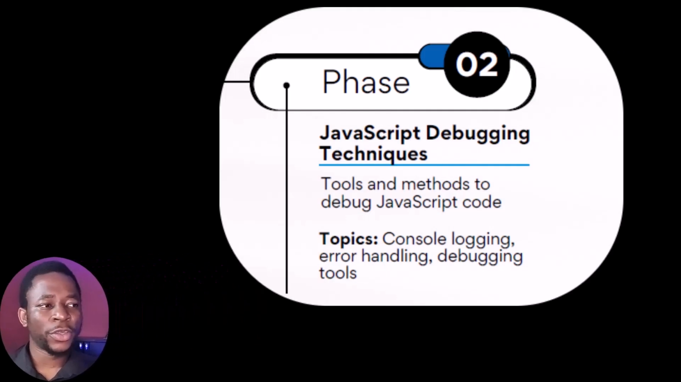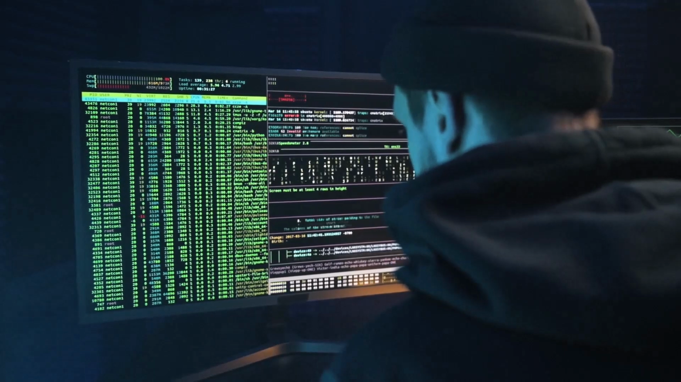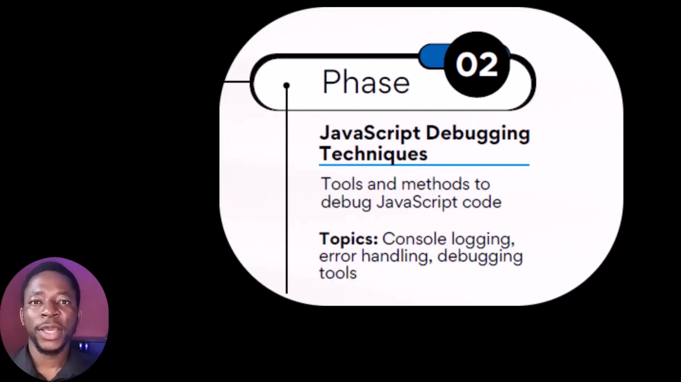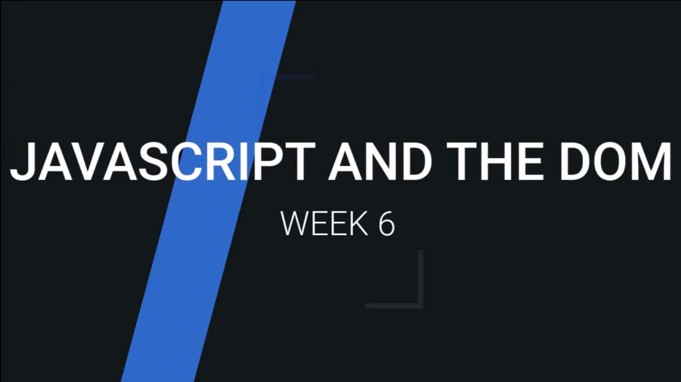And then later on, in phase 2, we look at JavaScript debugging techniques. We look at tools and methods to debug JavaScript. We'll cover topics like console logging, error handling, and then debugging tools. Just like HTML and CSS, debugging JavaScript is very, very important, and we'll use tools to troubleshoot and then fix certain issues, making your JavaScript run smoothly.